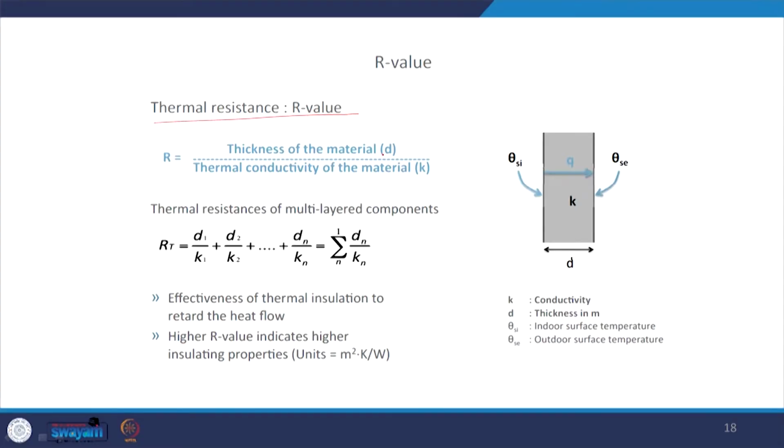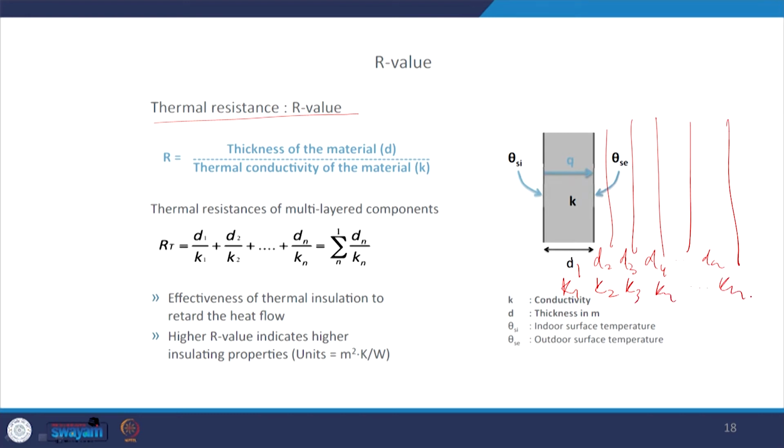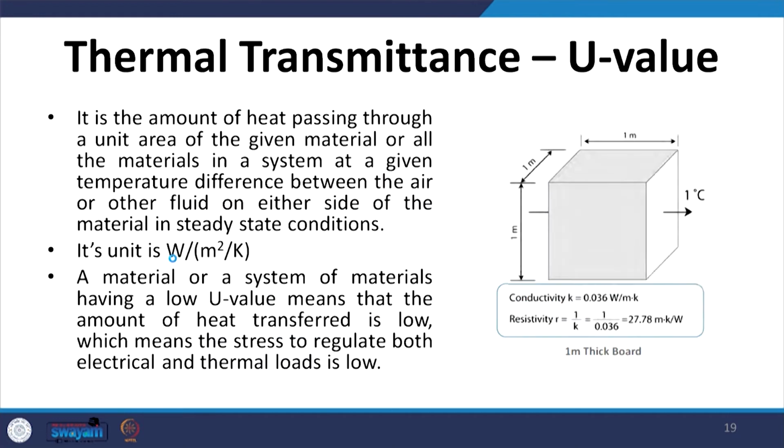So, if we have to calculate the R value, which is the thermal resistance, and if there are multiple layers of the material, instead of this one single material, where the thicknesses vary from D1 to Dn, and their conductivity also varies from K1 to Kn, using this formula, which is the summation of the thickness of the material divided by the conductivity of the material, we get the total thermal resistance of a material. Now, we have another value which we use as thermal transmittance, which is the U value.